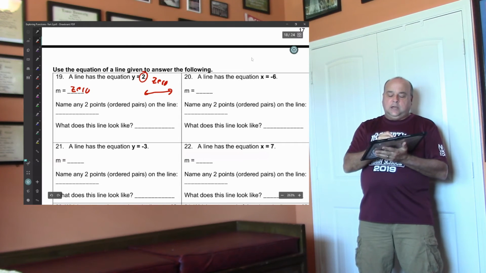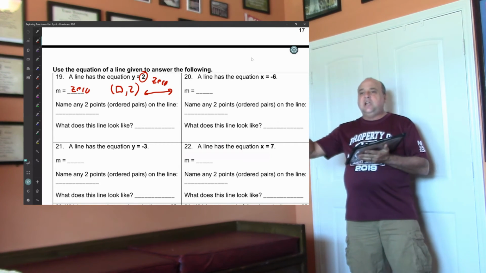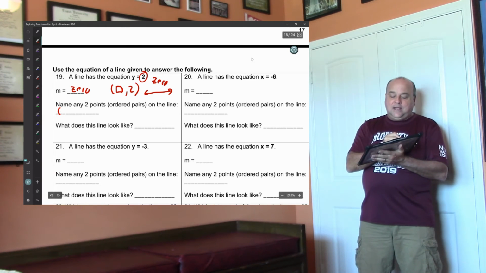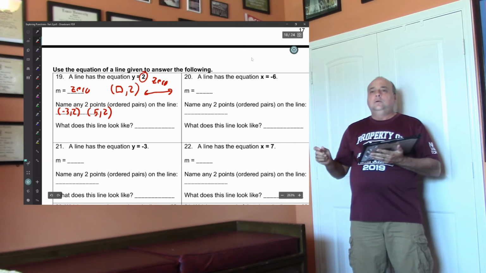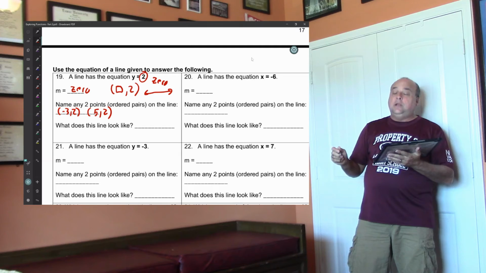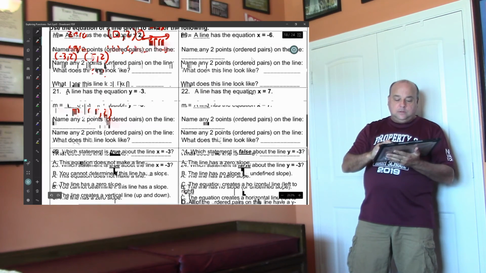Y equals 2, doesn't it? So really quickly, my ordered pair is going to be something, 2, right? The x can change, but the y will always be 2. So 2 ordered pairs could be -3, 2, and let's just put 5, 2. But the y will always be 2. I can put anything in there for x and it'll be okay. And that's those problems.